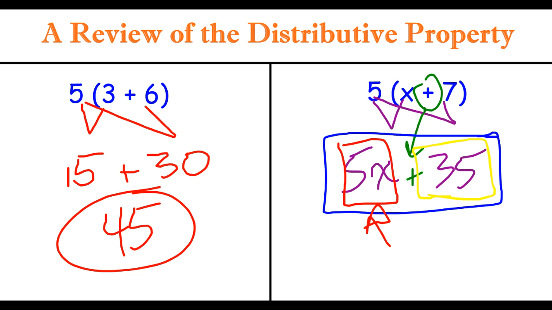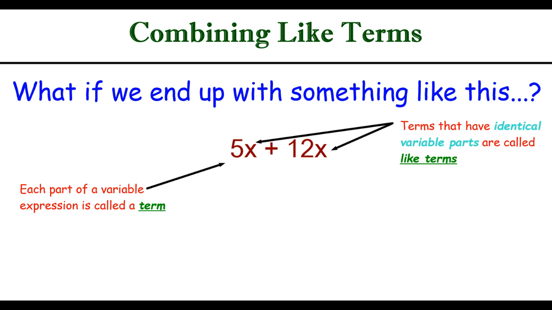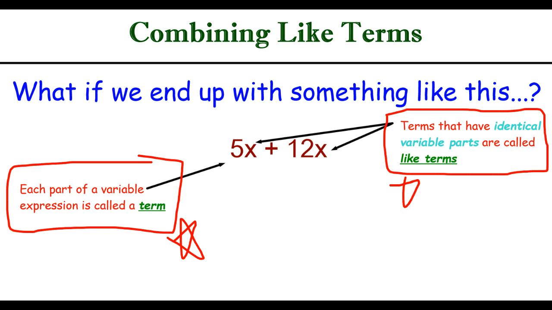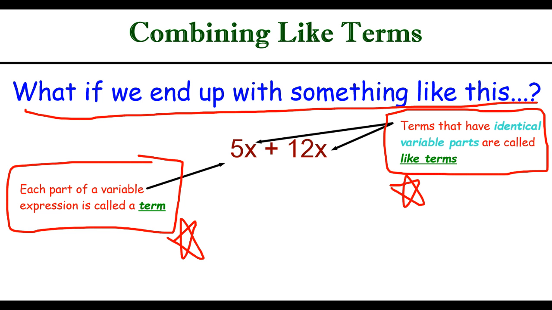So there's a few different terminology things that we talked about right there that I'm going to ask you to write down. The first part is a term. Each part of a variable expression is called a term, and we can call them first term, second term, third term, etc. If they have identical variable parts, they are called like terms. So go ahead, pause the video, write these two definitions down, and think about the question, what if we ended up with something like 5x plus 12x? Come up with an idea about what to do with 5x plus 12x, and come back when you're ready to move on.